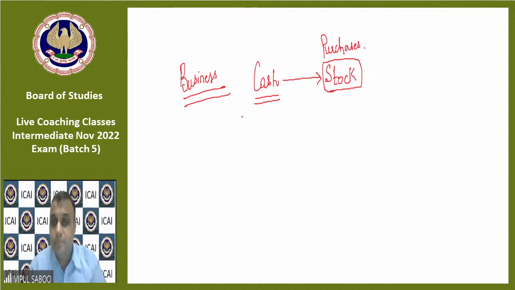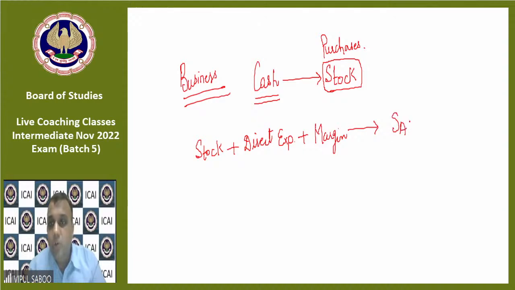Right? With stock, you have direct expenses plus a margin, and then you sell it. Okay? Then you sell it. Oh, sorry. Then it is a sale.